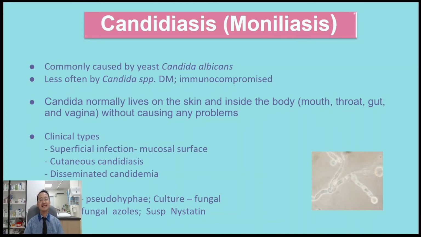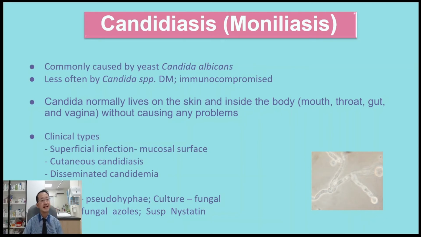Now candidiasis, or moniliasis, is commonly caused by yeast, Candida albicans and other Candida species. Candida is actually a normal commensal, a normal yeast flora over our skin. But sometimes it can overgrow in diabetes mellitus patients or low immunity patients. Usually they don't cause any problem, but sometimes due to the low immune system, they will cause a lot of problems.